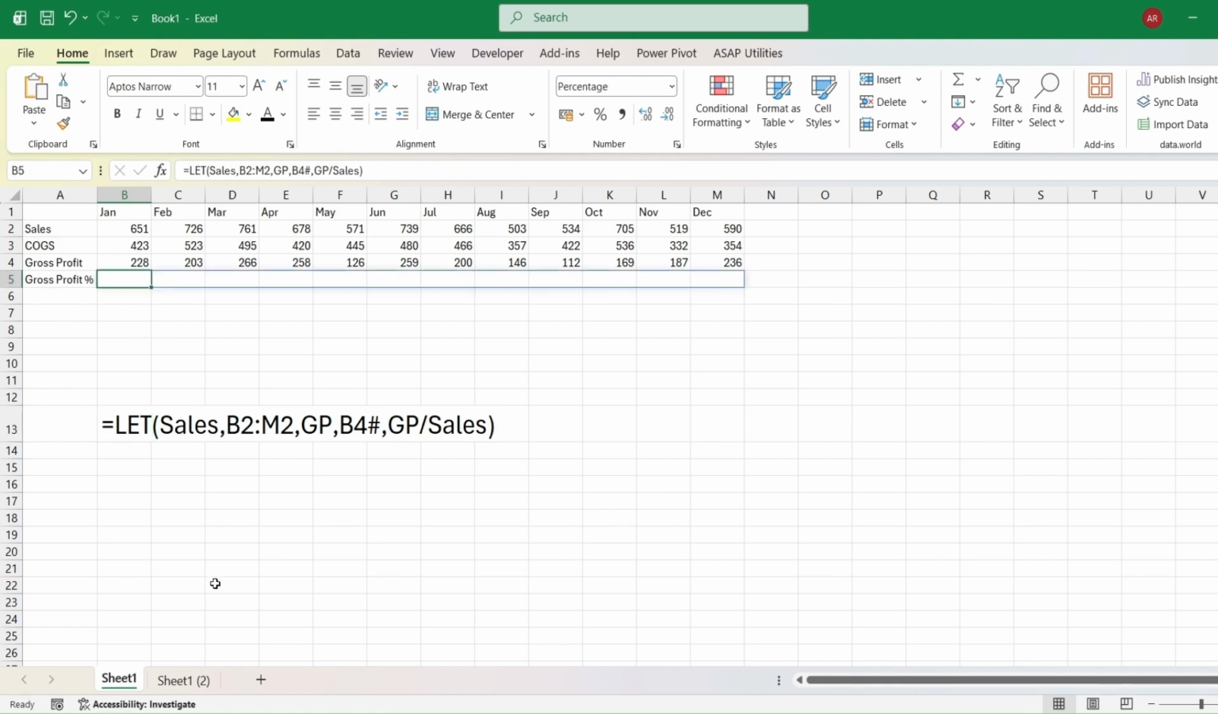Go to B5. Input the formula as shown on the screen. The gross profit percentage for all the months is displayed.